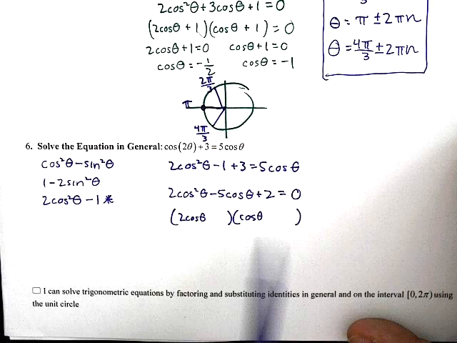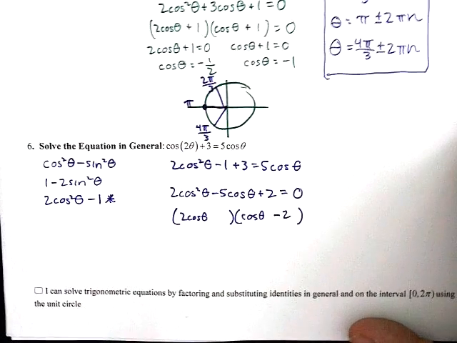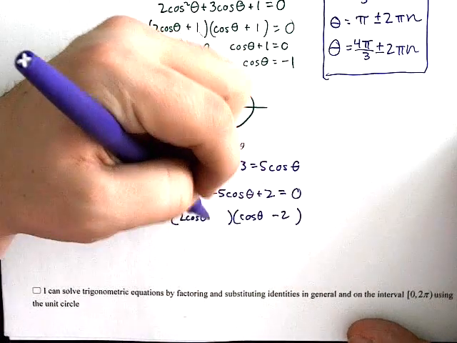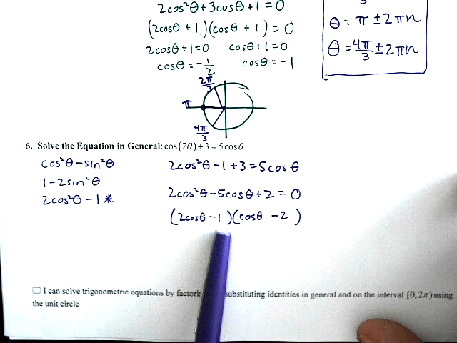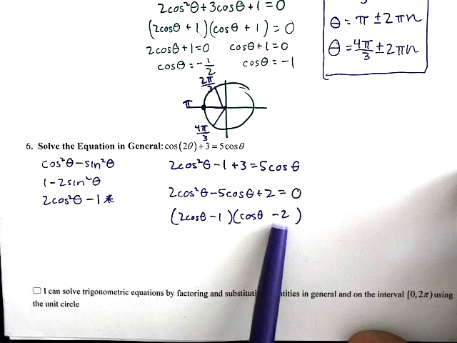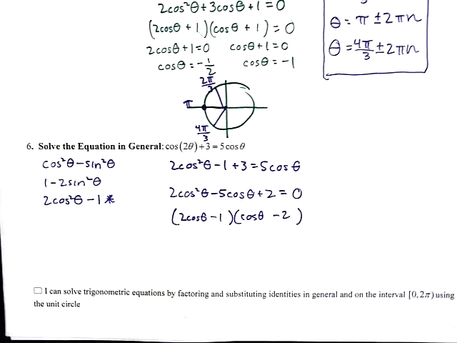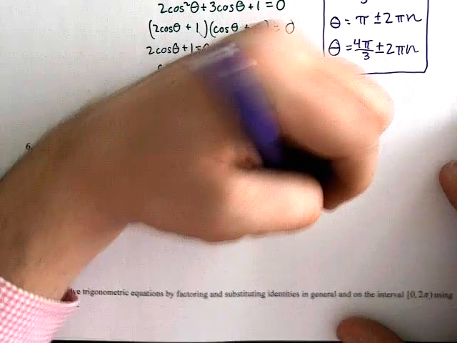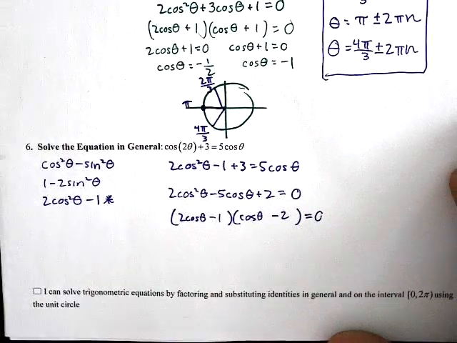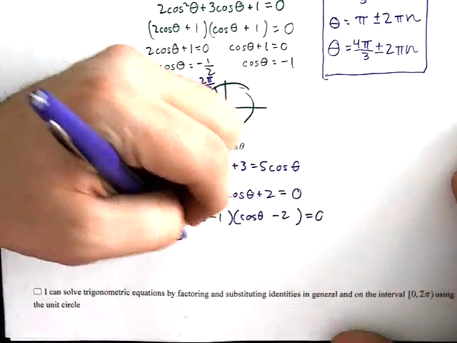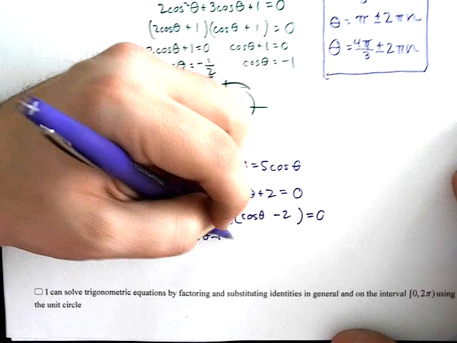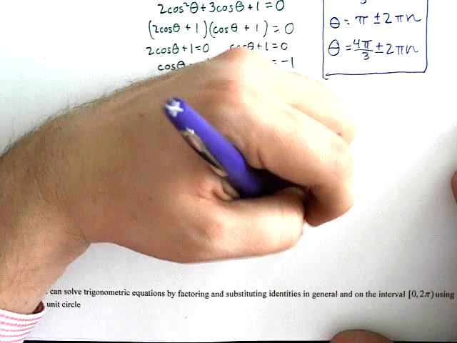I need to multiply this 2 by a -2, and I need to multiply this cosine by -1. So that works out, right? -1 times -2 is +2. When I do my outers and my inners, I get to that middle term, -5 cosine theta. So this is great. Sorry, this is equal to 0 still. So let's see here. I can say 2 cosine theta minus 1 equals 0, or cosine theta minus 2 equals 0.